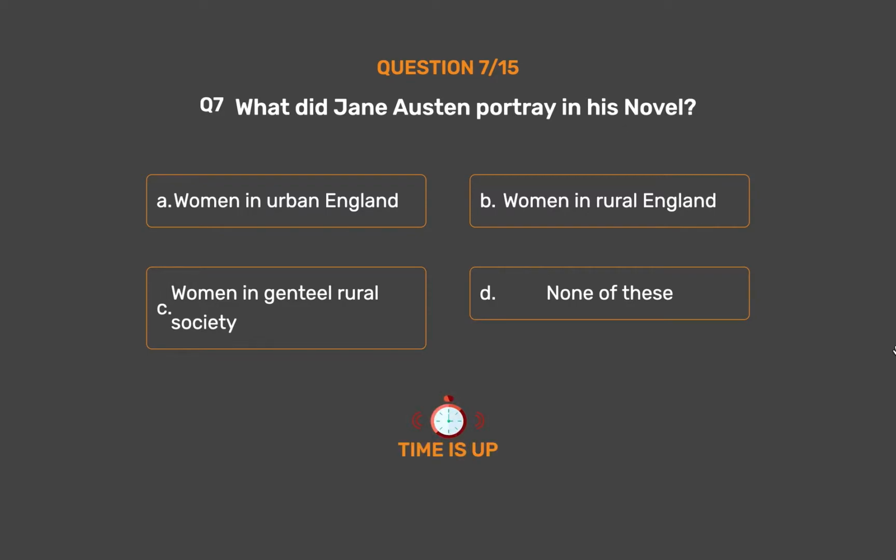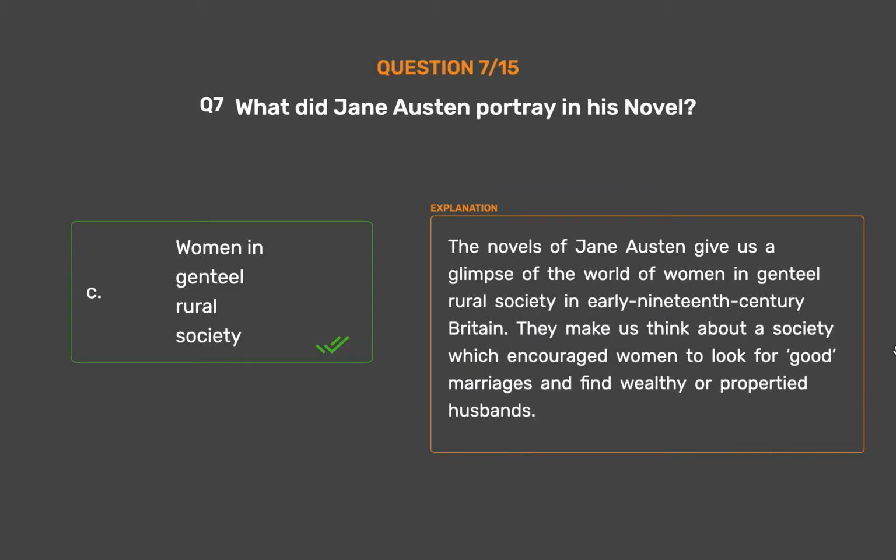The correct answer is Option C. Women in genteel rural society. The novels of Jane Austen give us a glimpse of the world of women in genteel rural society in early 19th century Britain. They make us think about a society which encouraged women to look for good marriages and find wealthy or propertied husbands.